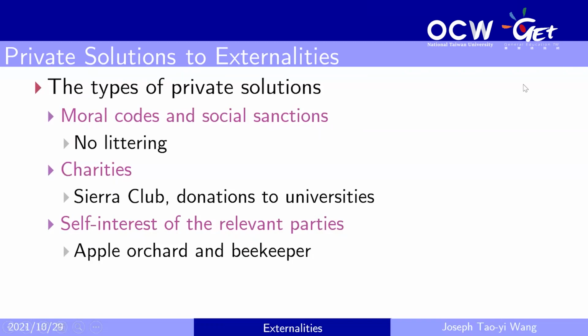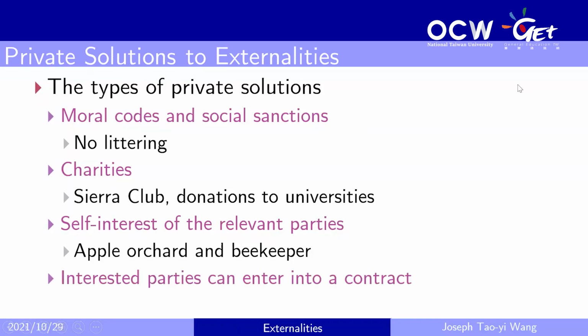The other one is, well, can self-interest solve this? Suppose you have related parties, can they try to make an arrangement? So for example, if you have a garden of apples and a group of bees, can the gardener strike a deal with the beekeeper to say, how about you bring your bees here to spread the pollen so that the apples can blossom, and I'll pay you some money for that? So the question is, can these interested parties negotiate and strike a deal on their own?